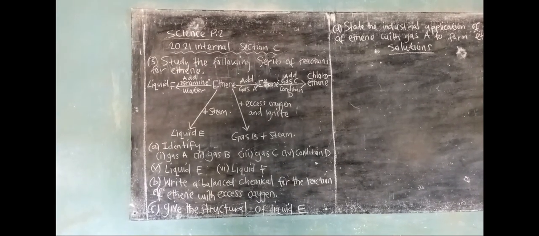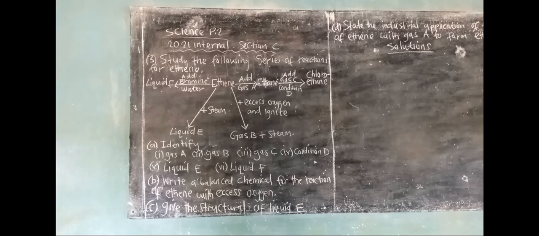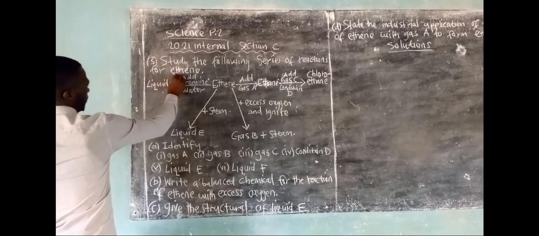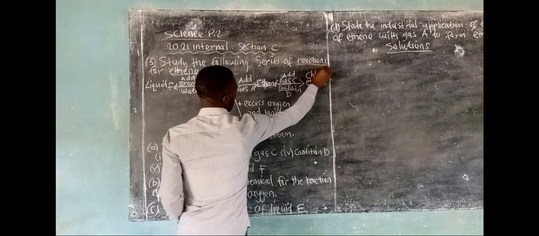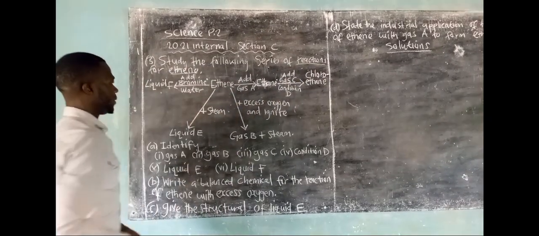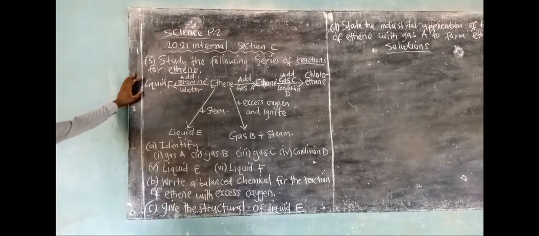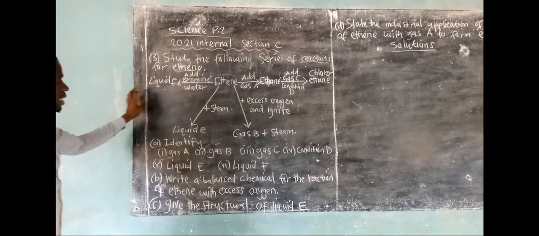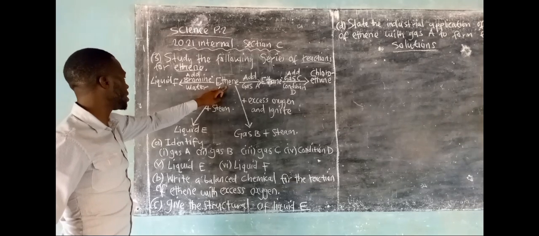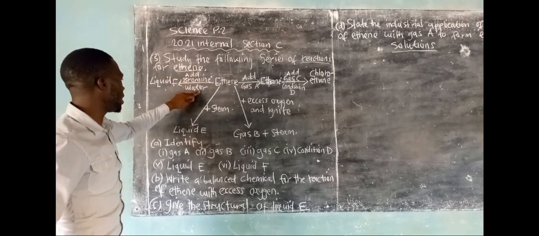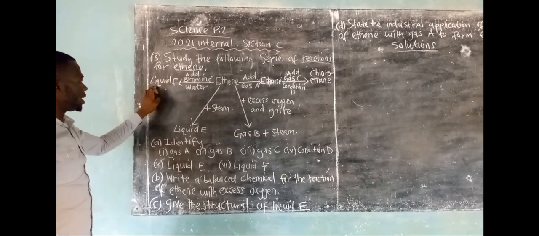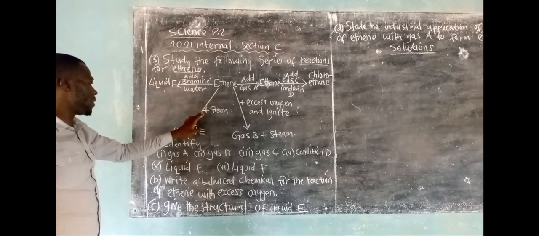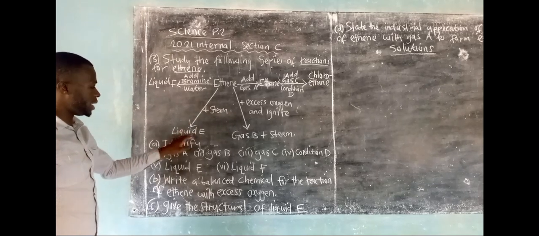The question reads, study the following series of reactions for ethene. Okay, so we have ethene, and the series of reactions here are for ethene. The same ethene is reacted with bromine water in order to produce liquid F. The same ethene reacted with steam to produce liquid E.